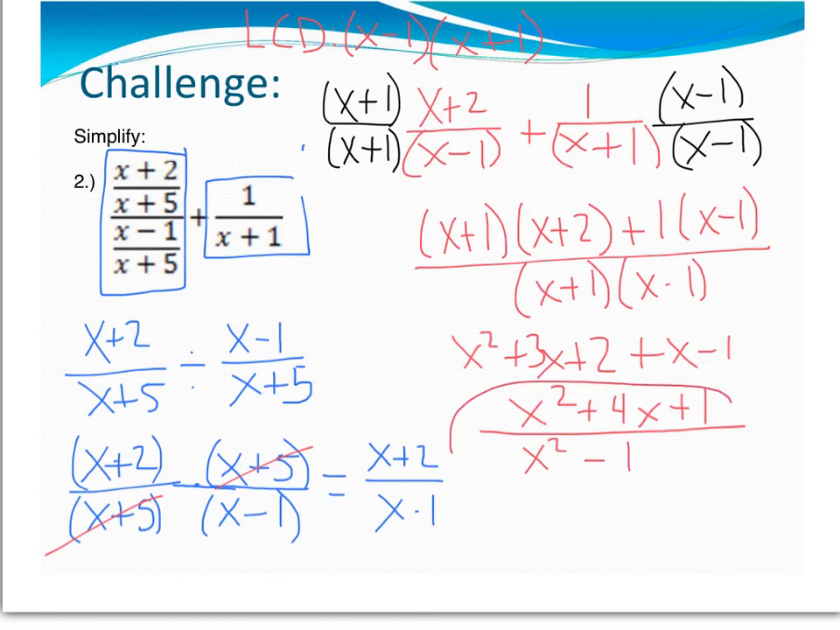So there's my final answer. I FOILed the numerator, combined like terms, and I FOILed that denominator because there's nothing I'm going to be able to cancel with. And I get my final answer. Whew. That was a doozy, but a very exciting doozy, if you will.